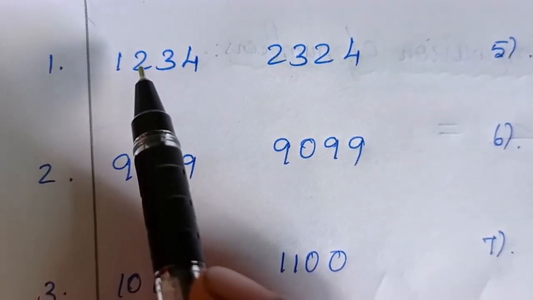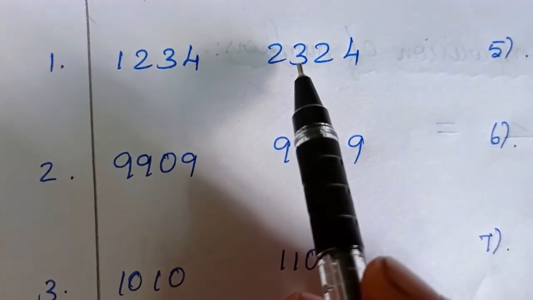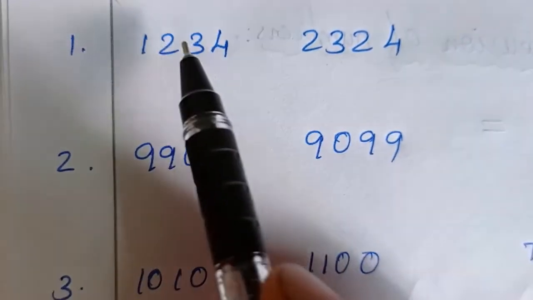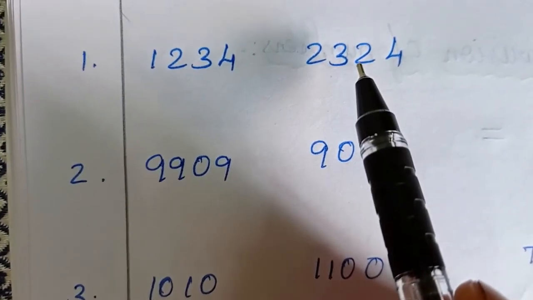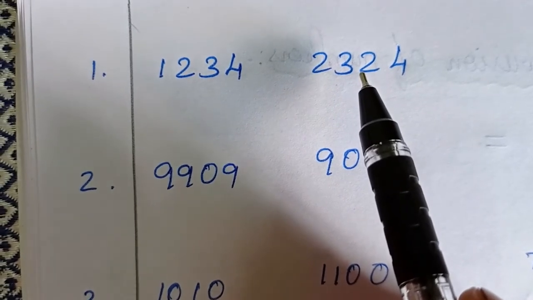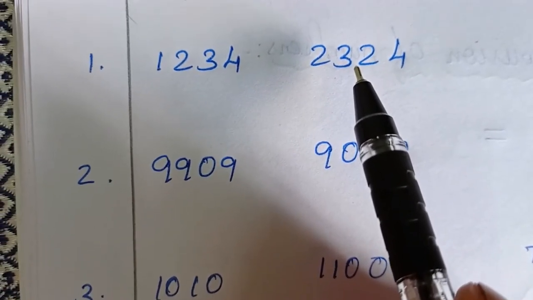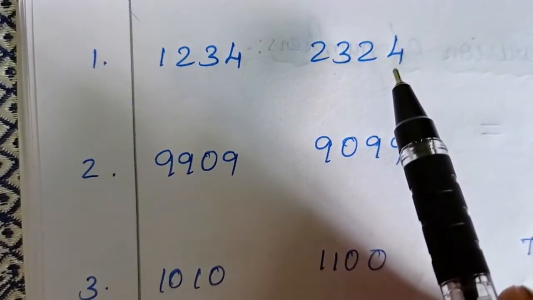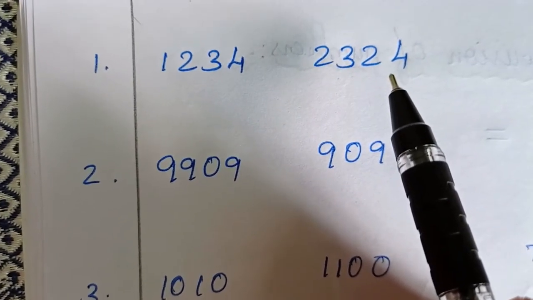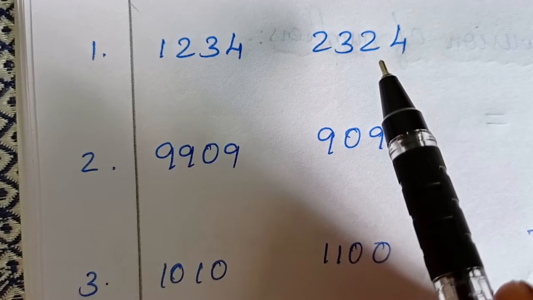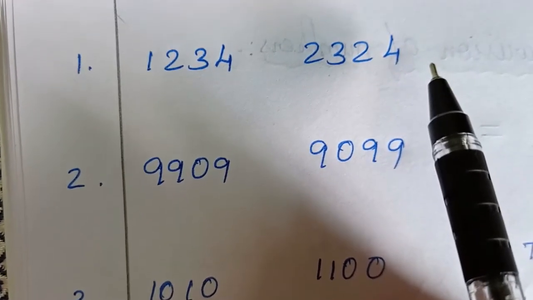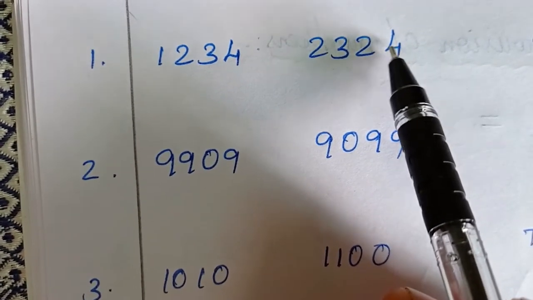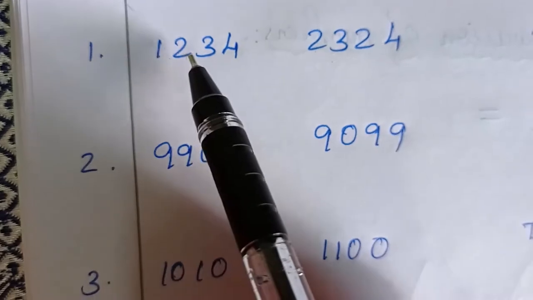Okay children, now let's do some more examples. The first number is 1234 and the second is 2324. Compare these two numbers and find which one is greater and which one is smaller. So what do you want to do first? Yeah, follow the rules. What does the first rule say? Count the number of digits in both numbers, and the number that has more digits is greater. The first number is a 4-digit number and the second number is also 4-digit.